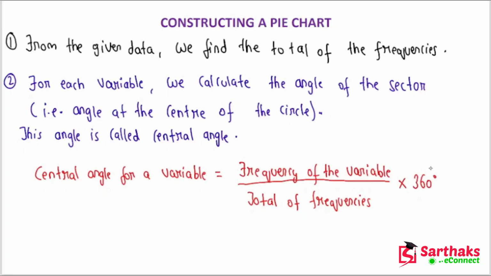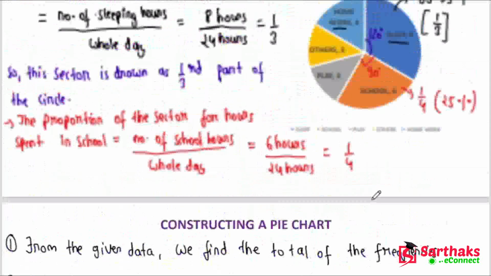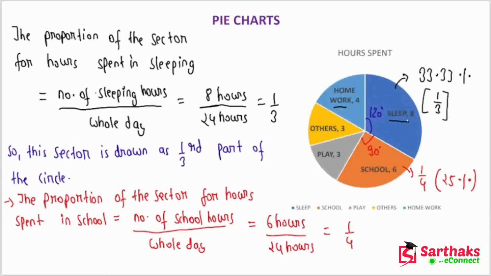So this is how. Why 360 degree? Because actually 360 degree is the total angle of the circle. So we will find out how much of this angle our data point deserves. For example, in this case the frequency was 8 hours. Total number of hours was 24, so the fraction came out to be 1 by 3, and if you multiply it with the 360 degree, you will find out 120 degree.